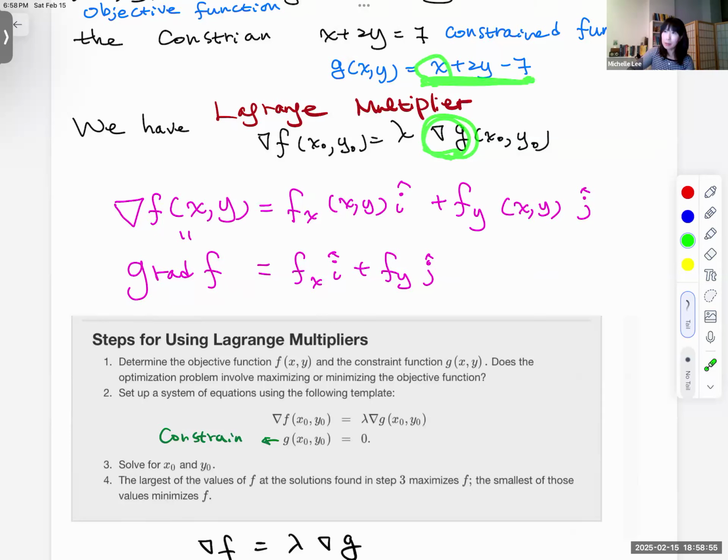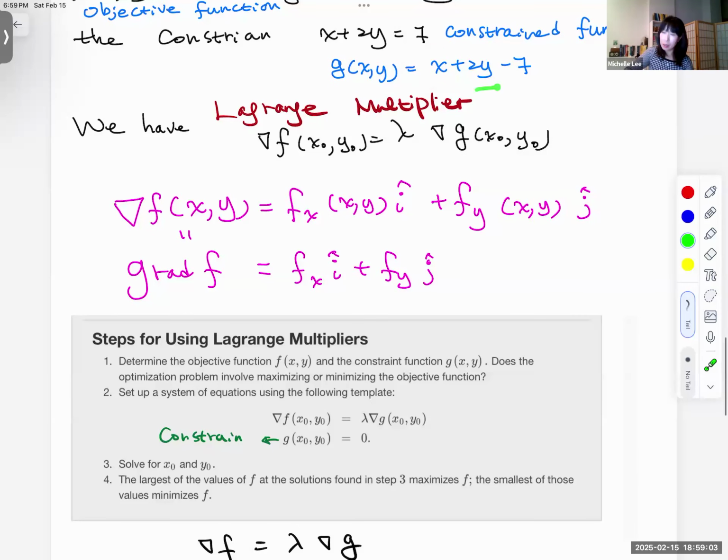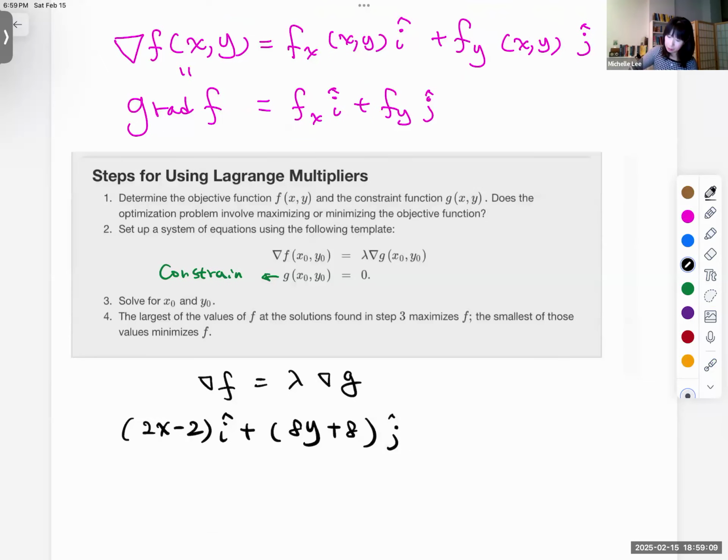So from here, partial derivative with respect to x, we have 1, i, right? Partial derivative with respect to y, 2j, right? Then lambda times (i plus 2j), right? Now, we want to multiply. That's why I call it the Lagrange multiplier, right? So let's multiply.